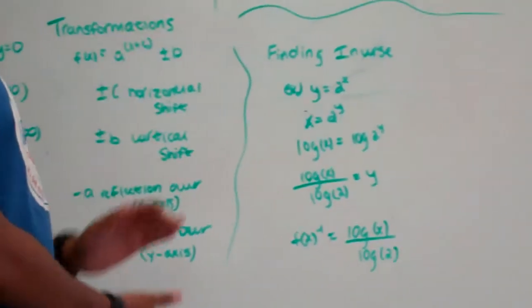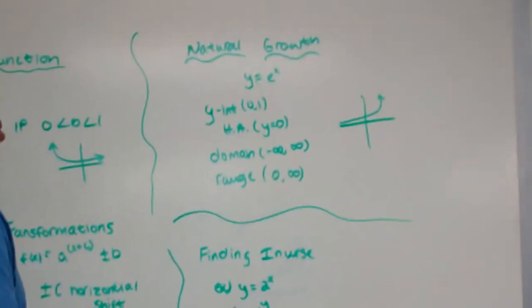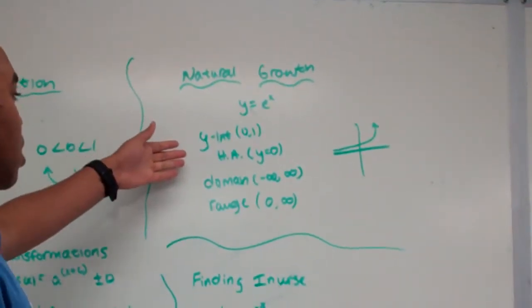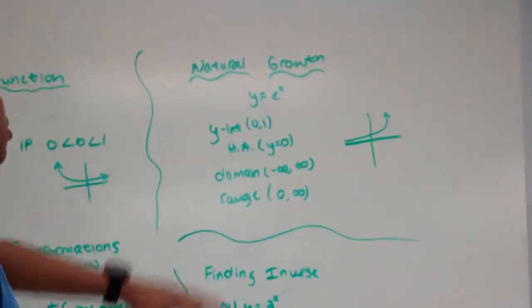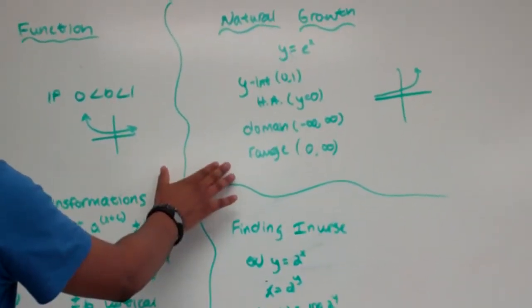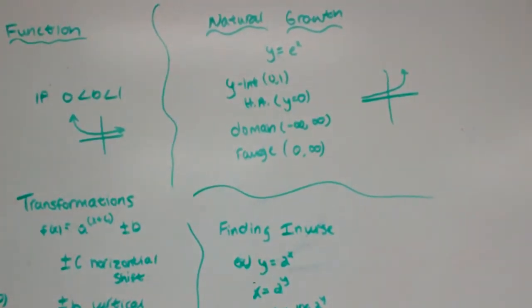Moving to the natural growth, the equation is y equals e to the x. And you have a y-intercept of (0, 1), horizontal asymptote of y equals 0, a domain of negative infinity to infinity, and a range of 0 to infinity. It looks just like the graph of y equals b to the x.